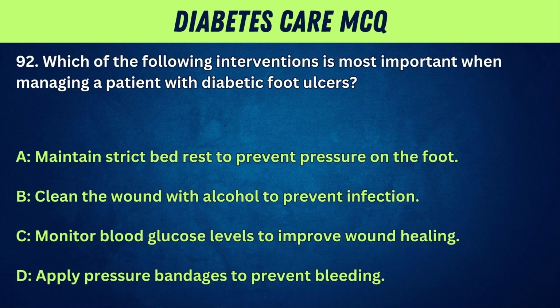92. Which of the following interventions is most important when managing a patient with diabetic foot ulcers? A. Maintain strict bed rest to prevent pressure on the foot. B. Clean the wound with alcohol to prevent infection. C. Monitor blood glucose levels to improve wound healing. D. Apply pressure bandages to prevent bleeding.